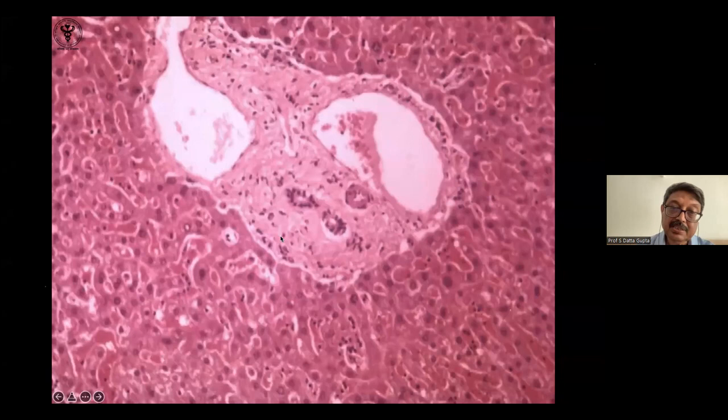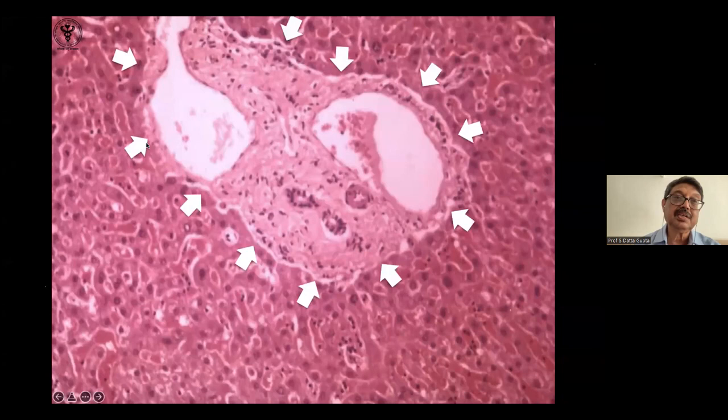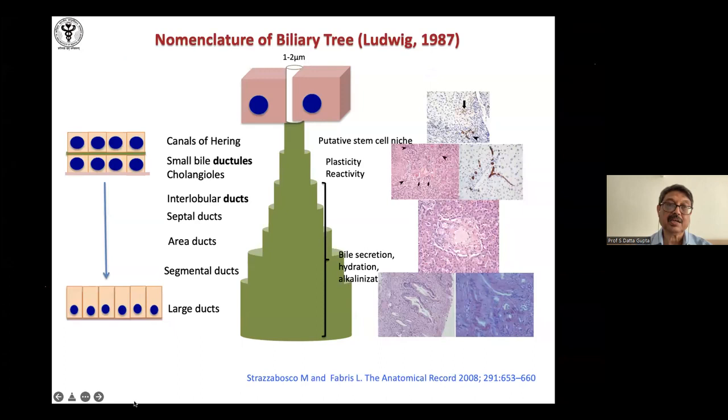Cells can flow from here to here, especially the inflammatory cells, very easily. And they can destroy the limiting plate, which is called piecemeal necrosis or interface hepatitis. So what is the limiting plate? It is the last layer of hepatocytes that separates the portal tract from the remaining parenchyma. Now, if you come to the bile ducts, they start with the canals of Hering, which are in between the hepatocytes at the limiting plate, and then go on.